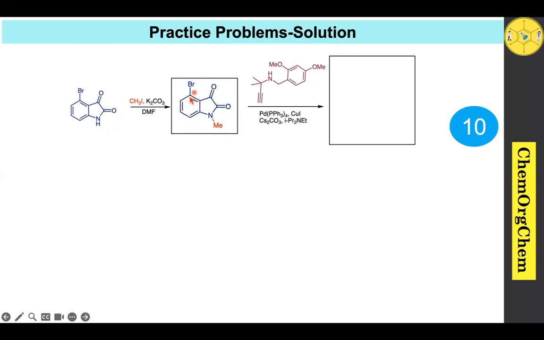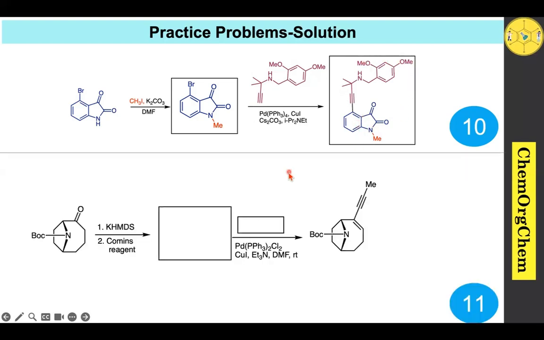product. Now you see this product contains one bromide substituent. So this substrate readily undergoes Sonogashira cross-coupling reaction with this terminal alkyne. Carbon-carbon coupling takes place at this position as well as this terminal alkyne position, producing this corresponding product. So now let's move on to our 11th practice problem.